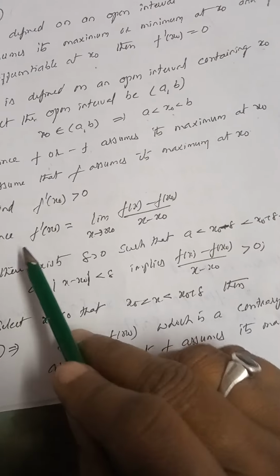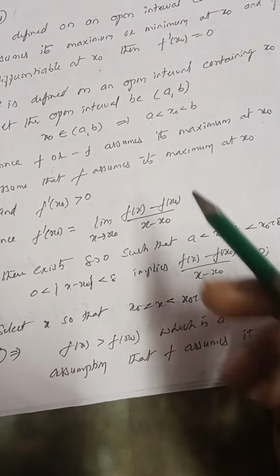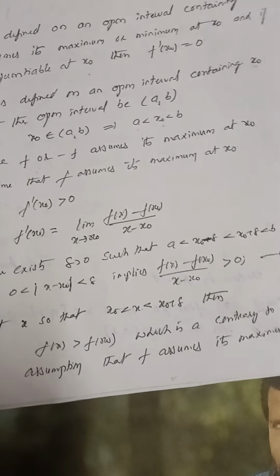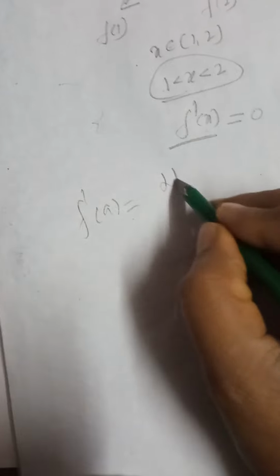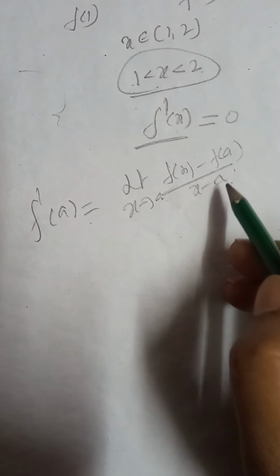Now, what is f dash of x naught? We know what f dash of a is. F dash of a means differentiation of f at x is equal to a. That means limit x tends to a, f of x minus f of a by x minus a. This is the definition of differentiation, right?